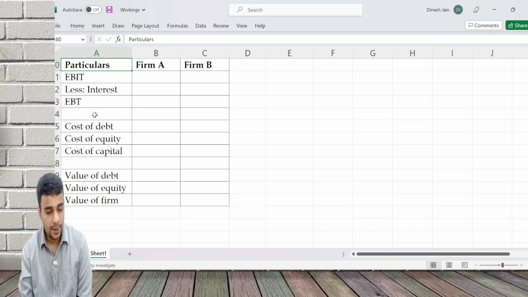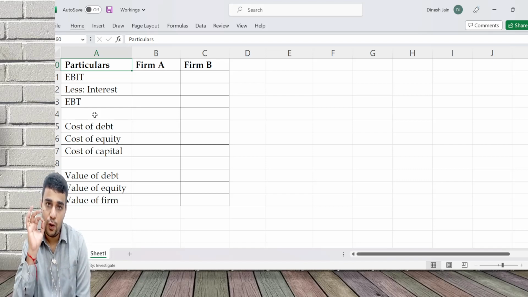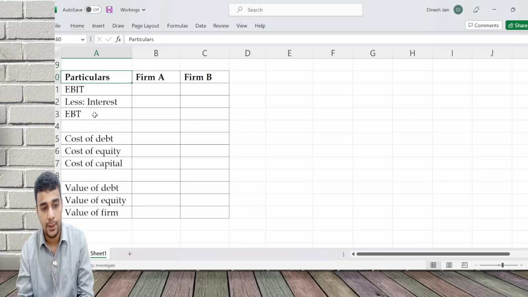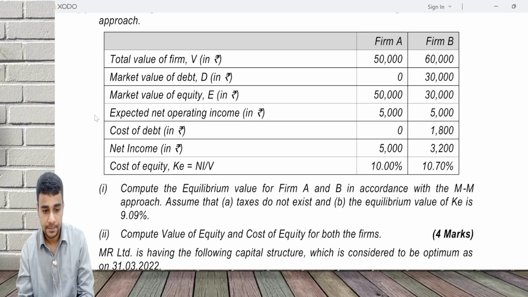I'll capture some of the data points given in the question. Some of them are of no use. As we do, you'll understand it. According to the approach without taxes, both firms will have same value. First is equilibrium value for A and B. Answer is going to remain same.